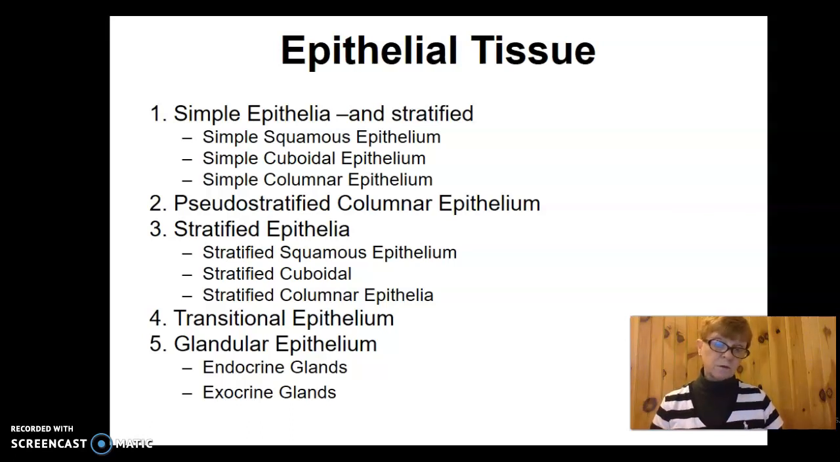So the stratified layers are nothing more than what our simple layers are, but at least 2 layers of that tissue. The transitional, then, when you start thinking about that, makes sense in that if we are going from a cuboidal to a columnar to a simple epithelial, I might need a transitional piece that holds it all together. And then our last type of epithelial tissue is your glandular. And so that just a little bit more makes sense. We have 2 categories of glands, our endocrine and our exocrine, and glandular epithelial tissue will be making those glands up.